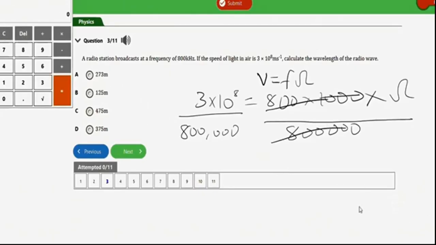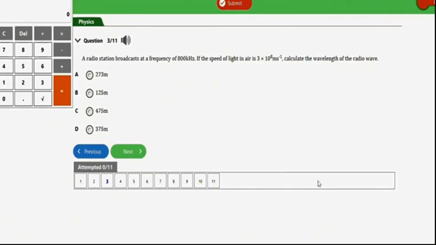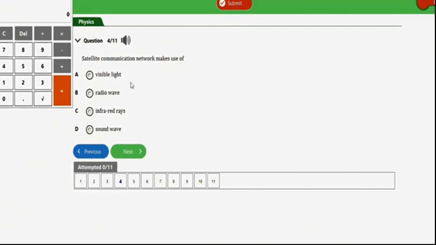So let's wipe this and solve the next repeated question. So the next repeated question will be this one. It says satellite communication network makes use of, we have visible light, radio wave, infrared waves, sound waves. So the right option is option B, which is radio wave.